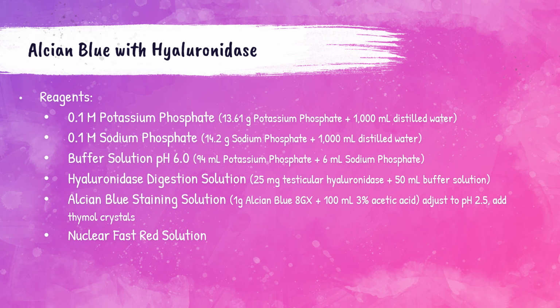Alcian blue staining solution, which is prepared by combining 1 gram of the Alcian blue 8GX with 100 milliliters of 3% acetic acid, and it needs to be adjusted to a pH of 2.5, and thymol crystals need to be added. And then also a nuclear fast red solution is needed as a reagent for this stain.